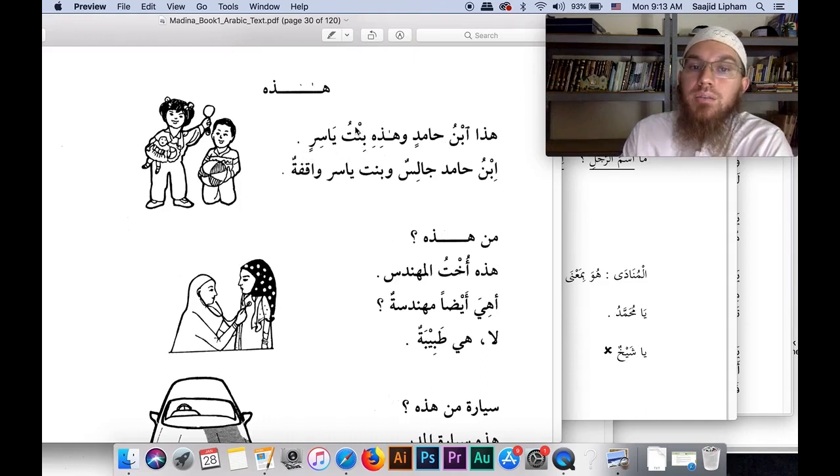So bintu has one dhamma. Why? Because the mudaf in the mudaf ilayhi phrase does not take tanween, and it has a dhamma in particular because that's the default state. There's nothing making it take any other haraka. Bintu Yasirin. Yasirin is mudaf ilayhi. We learned that the mudaf ilayhi is in a state of majroor, meaning it takes the kasra. And Yasirin takes kasratain, it takes two kasras, meaning it has tanween. Why? Because Yasir is a masculine name and we learned in the past that masculine names take tanween.